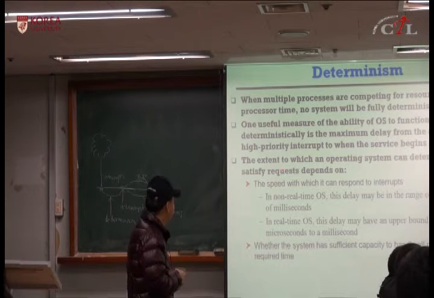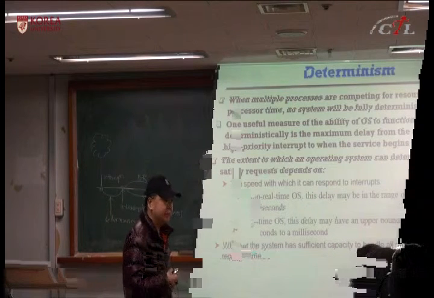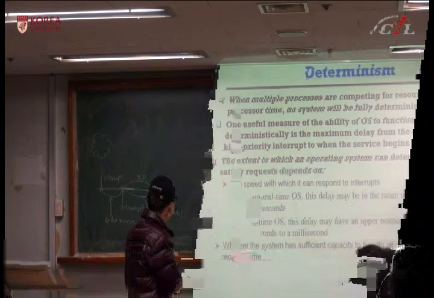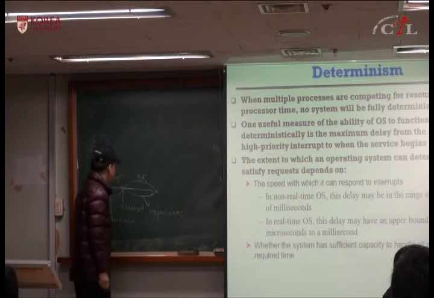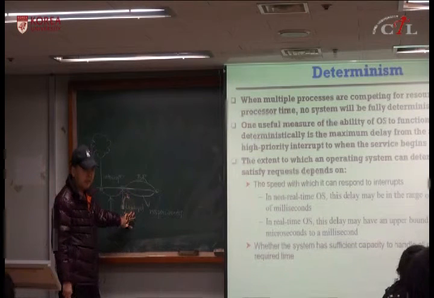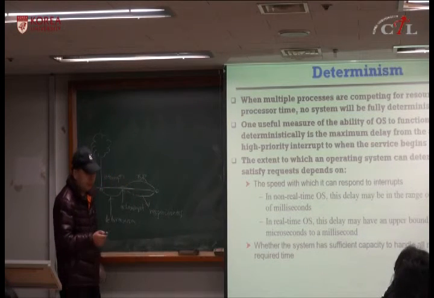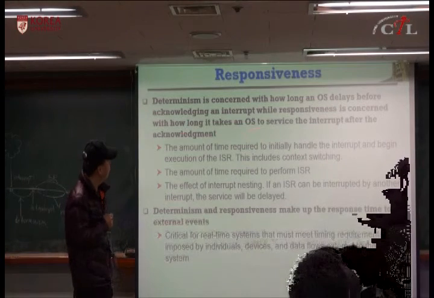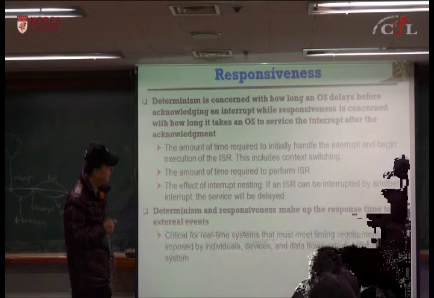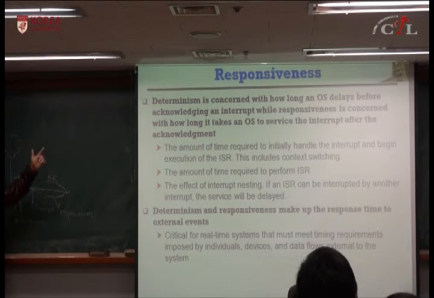And the other factor that affects this delay is whether the system has sufficient capacity to handle all requests within the required time. This means whether the system has enough performance and enough resource to handle this request in this fast way. And that's the determinism. So delay from interrupt arrival to the time when this interrupt is acknowledged, right before this service begins. That's what determinism is concerned with. The second factor is responsiveness. So determinism is concerned with how long an operating system delays before acknowledging an interrupt, while responsiveness is concerned with how long it takes an operating system to service the interrupt after acknowledgement. So this is the delay concerned with responsiveness.